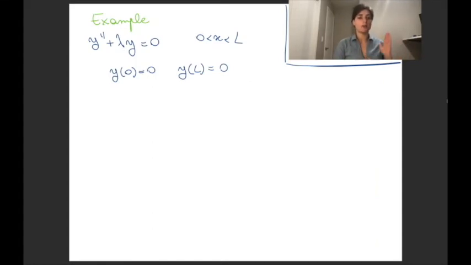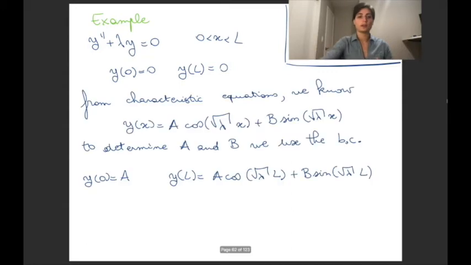We're looking at the problem y'' plus lambda y is equal to 0. We're looking at it between 0 and capital L, and we're imposing 0 boundary conditions on both sides of the interval. From the characteristic equations, we know that we either have y'' equals 0, which gives us something that cannot fit our boundary value problem, or we have a sum of sine and cosine of square root of lambda x. And now we want to look at the constants in front of the sine and the cosine, and we want to use the boundary conditions in order to fix them.